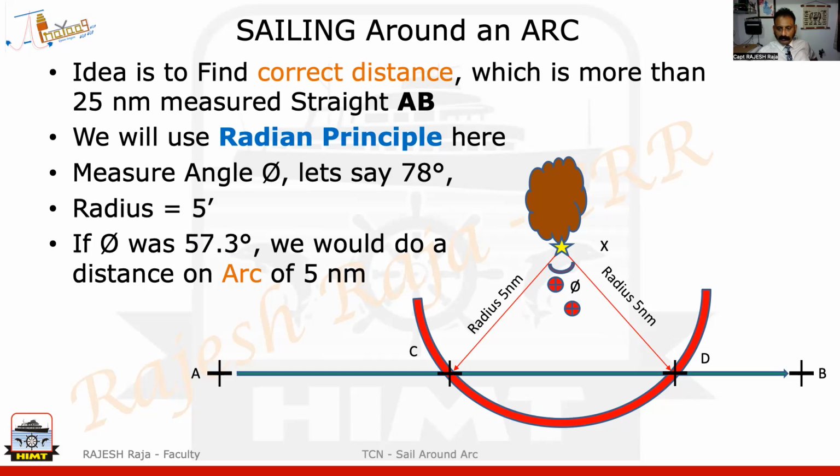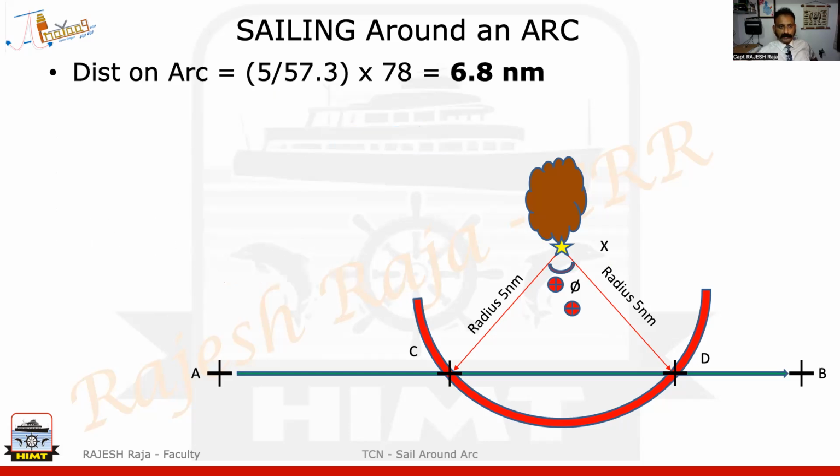If theta was 57.3 degrees, which is 1 radian, the distance sailed around the arc would have been exactly 5 nautical miles. But now it is not. So let us do a quick calculation. For 78 degrees, how much will be the distance you have traveled around the arc? So I'm going to use that ratio, 57.3. For 57.3 degrees, it is 5 nautical miles. For 78, how much? It comes as 6.8 nautical miles.